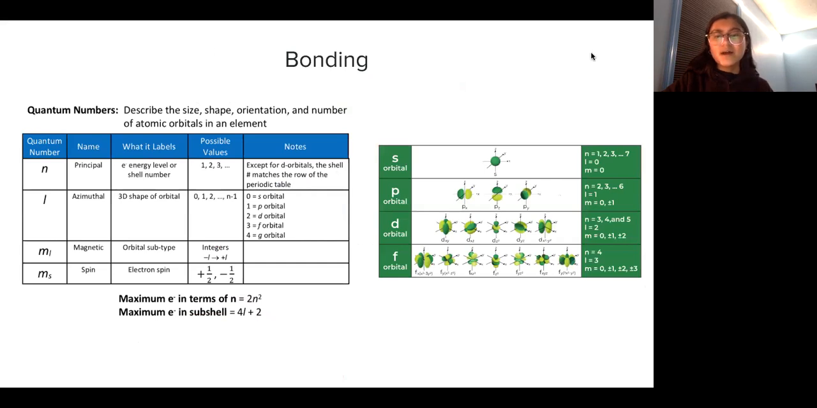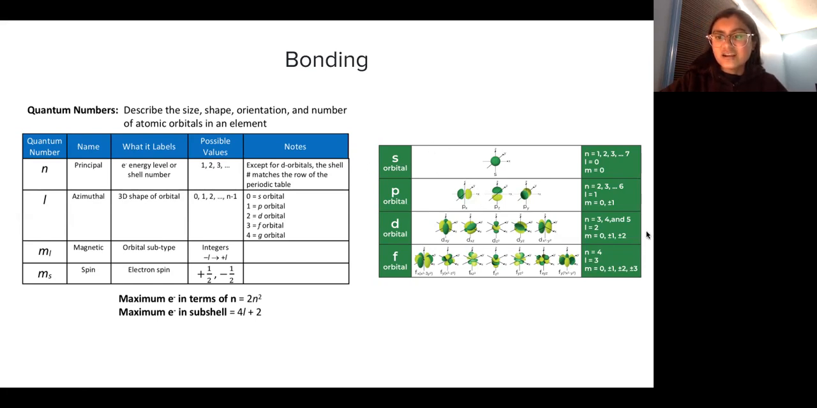Right, now for bonding, here are the quantum numbers. You should be familiar with all four of these. The principal has azimuthal, the magnetic, and the spin, and the possible values that each of them can have. These will describe the size, shape, orientation, and number of atomic orbitals in an element.